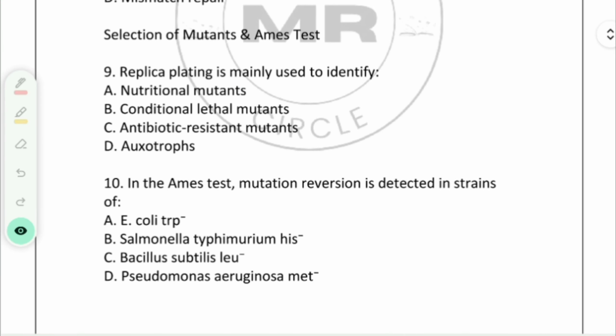Question number 9. Replica plating is mainly used to identify, options are A, nutritional mutants, B, conditional lethal mutants, C, antibiotic resistant mutants, D, auxotrophs. So the correct answer for this question is option D, auxotrophs.